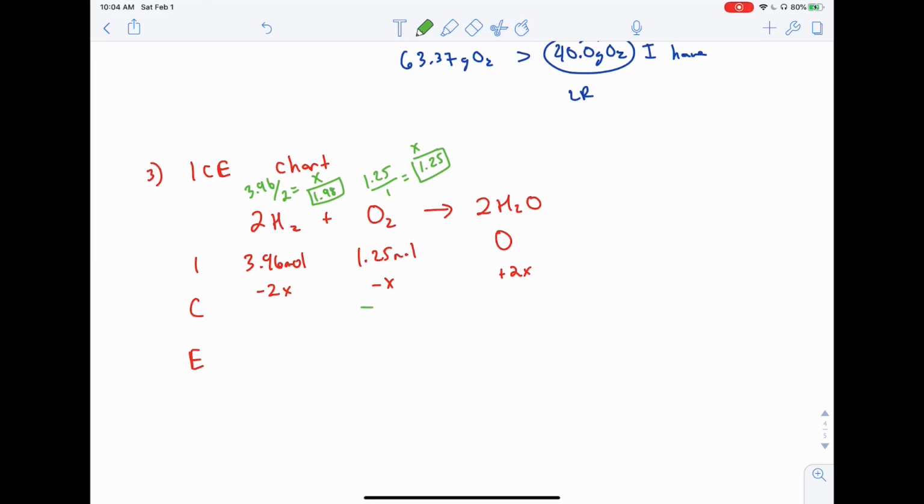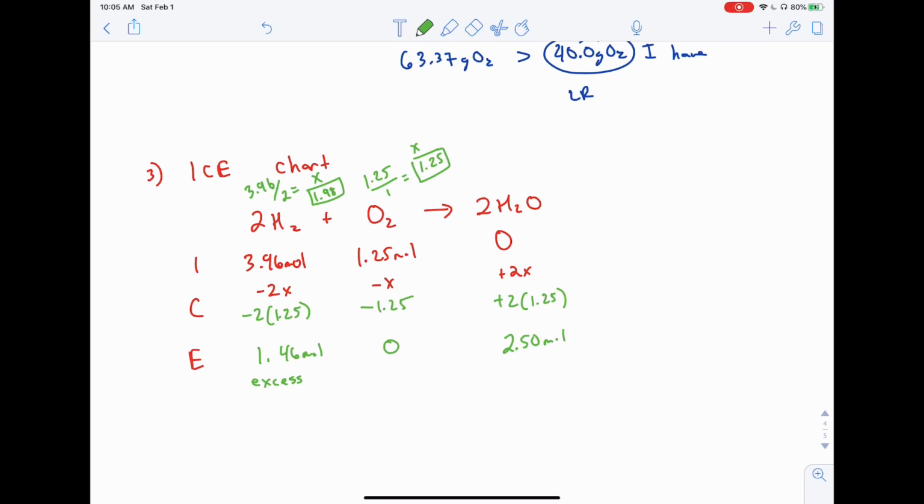But since we know x is 1.25, this ends up being 0. This is minus 2 times 1.25, and this is plus 2 times 1.25. So this is 2.50 moles, and this is 1.46 moles excess. So O2 is our limiting reactant. We figure out how much product we make, and we actually figure out how much is left over as well.